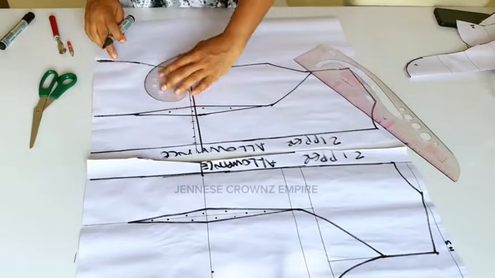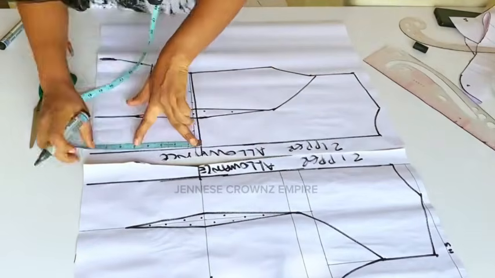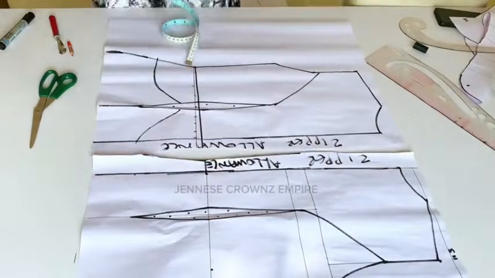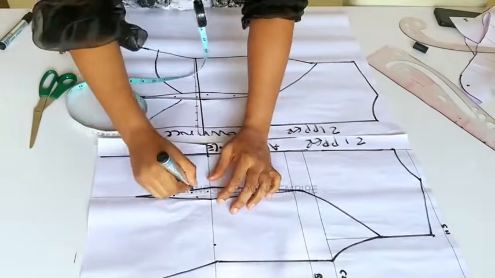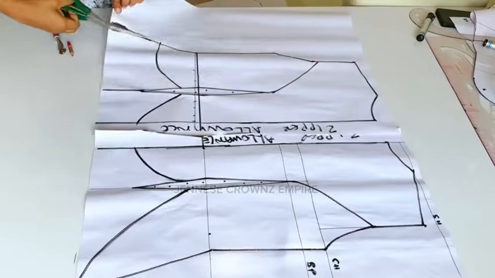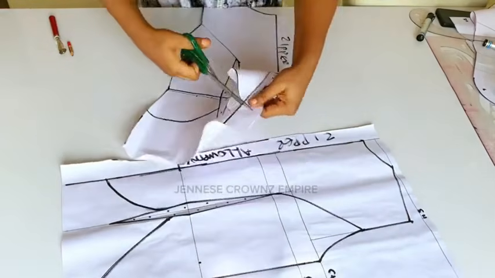In the next tutorial I will be showing you how to go about the sewing of this princess dart top with stylish hemline. And this is just basically it. I'm just going to go ahead to cut and cut.